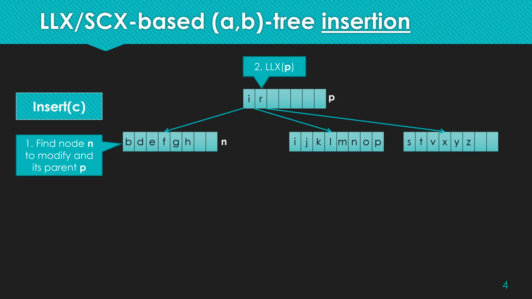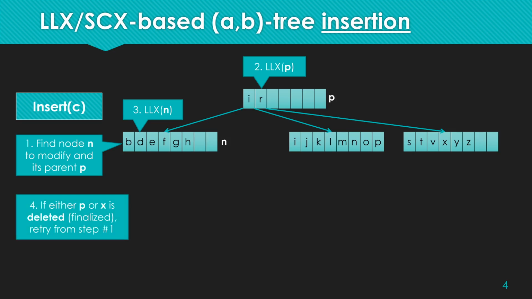Then you perform an LLX on the parent P, and an LLX on the node N that's going to be modified, and the LLX will return a special value if either of those nodes are finalized. We're going to finalize things when they're deleted, so finalizing and deletion are synonymous. If either of those nodes are deleted or finalized, we have to retry from step 1.